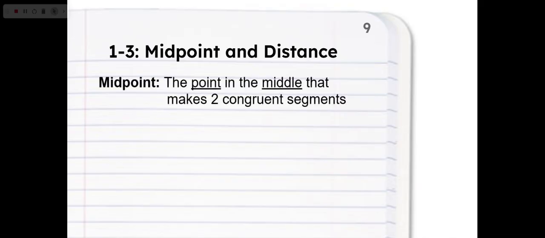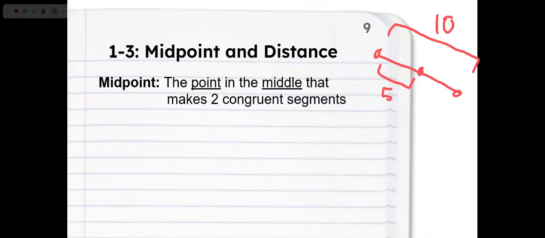The midpoint is the point in the middle of a segment that makes two congruent smaller segments. So if I have this segment right here that I'm drawing, the midpoint is going to be the point in the very middle. So if the entire segment was 10 units long, then this segment is going to be 5 units long, and this segment is going to be 5 units long. Sometimes we put little dashes on them like we talked in our last class, and this means that those two segments are congruent in length.